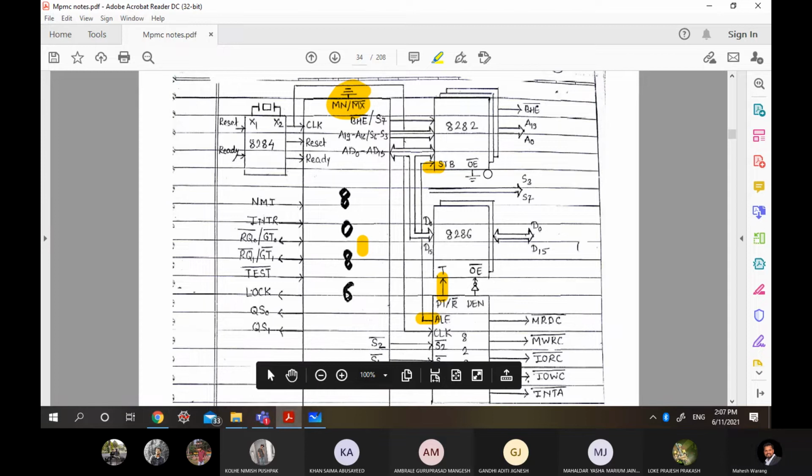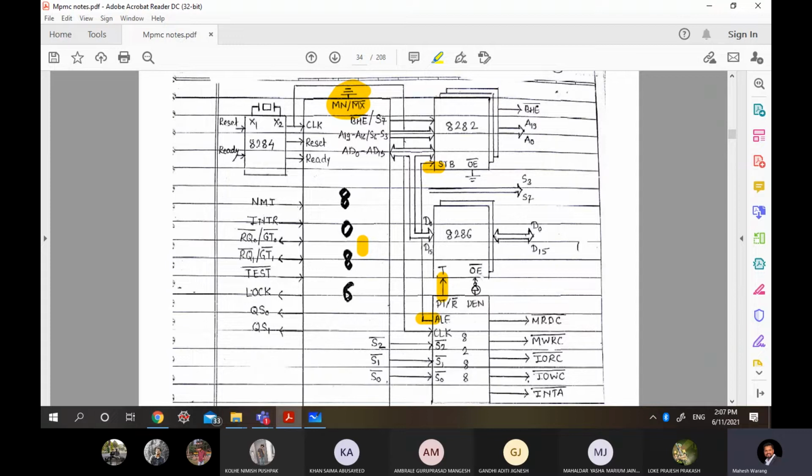Yeah, this one. So now this DT/R bar will come from here, and DEN. Now actually this particular 8286 wants a DEN bar signal because here we are having OE bar. So that's why, keep in mind, this is important: we have to connect a NOT gate. The DEN we connect to a NOT and make it DEN bar. Now that goes to OE bar. Understood? So this is the only change.